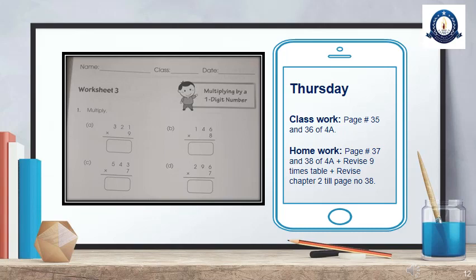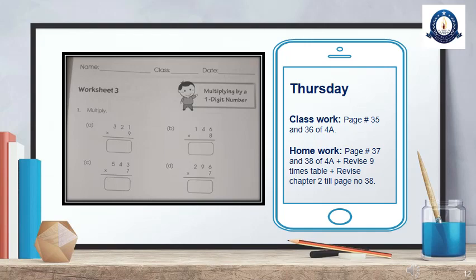And at the end of the week, you will revise chapter number 2 till page number 38. Okay, now let's see page number 35. Multiplying by a one digit number. Question is multiply. Look at the question part A. 3, 2, 1. 3 digits are here. We are multiplying 3 digit by one digit number with 9. What we will do now, we will multiply the ones by 9. 9 ones are 9. Then multiply the tens by 9. 9 twos are 18. 8 will be down and 1 will go as carry.